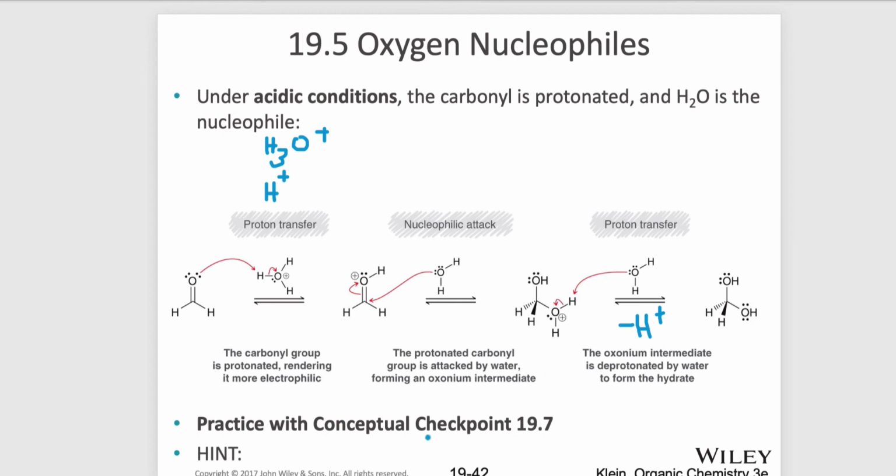So as you practice with the conceptual checkpoint, just remember that we need to ask the question, is this acidic or basic? And again, you have a student study guide and solutions manual available as you're working with the in-chapter and end-of-chapter problems.